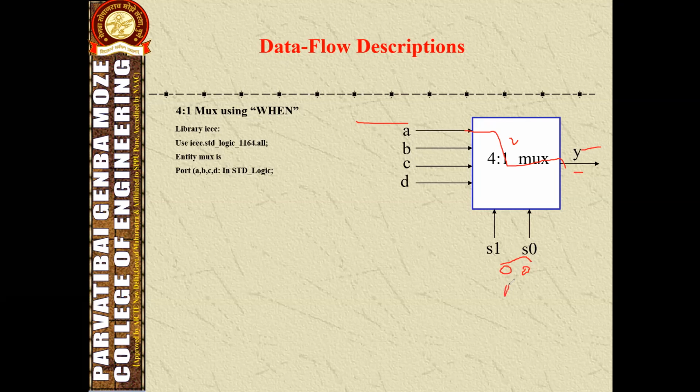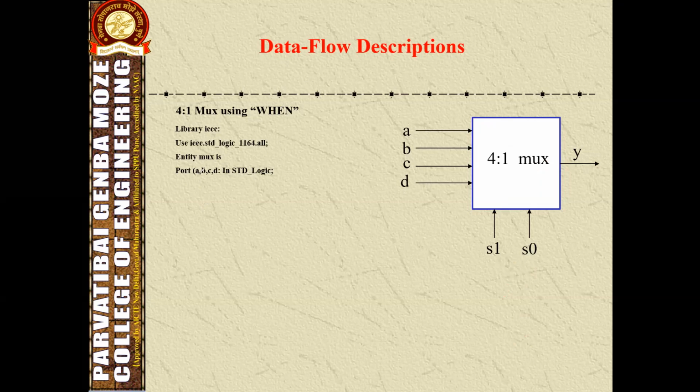If the select pin is 0, 1, then input B will be connected. If the select bit is 1, 0, terminal C will be connected at the output, and 1, 1 is nothing but D will be connected at the output. So this is the performance of the 4:1 mux. We have to write the same function by using VHDL code.